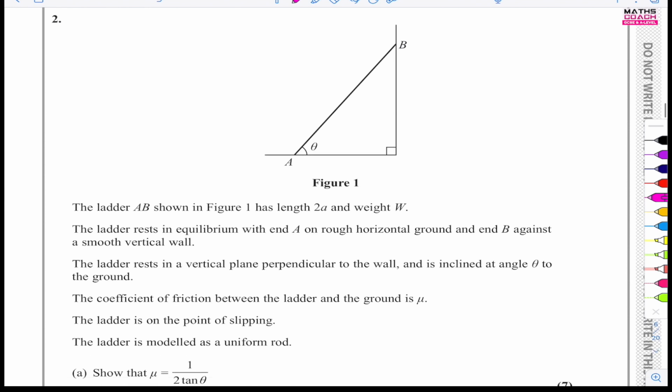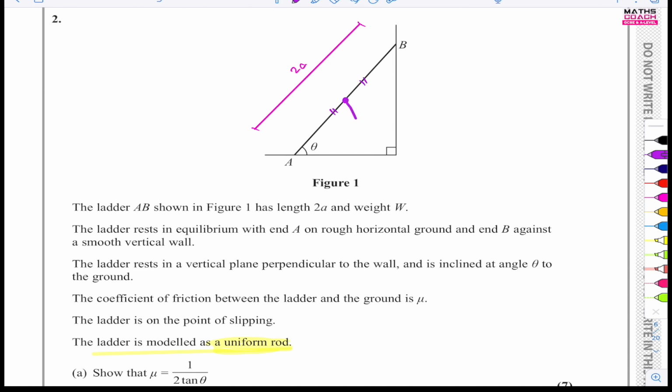Right, question 2. A ladder AB shown in figure 1 has a length of 2a and weight of W. So the distance from there to there is 2a. Before I put the weight in, I want to see if that ladder is uniform. And usually, if it's not written somewhere above, it will be at the end where the assumptions are. And look at what it says here. So a uniform rod implies that the center of mass of the ladder will be at the center. So somewhere here. So this distance will be the same as that distance here.